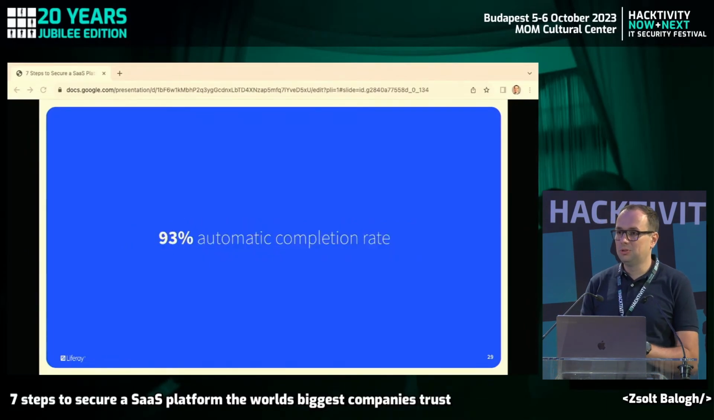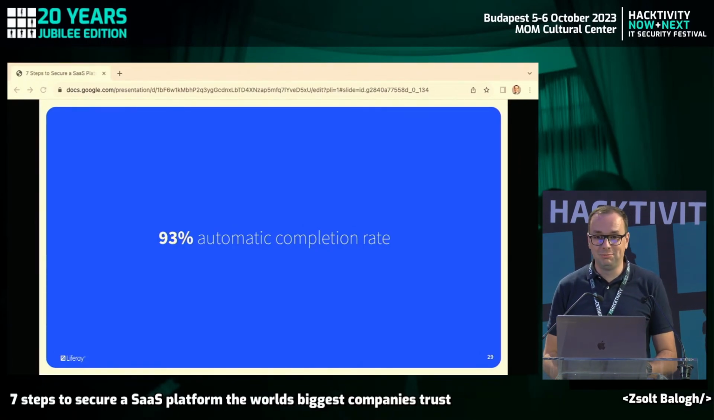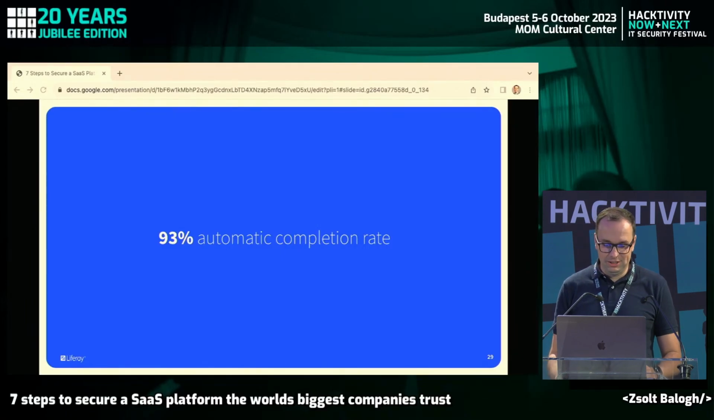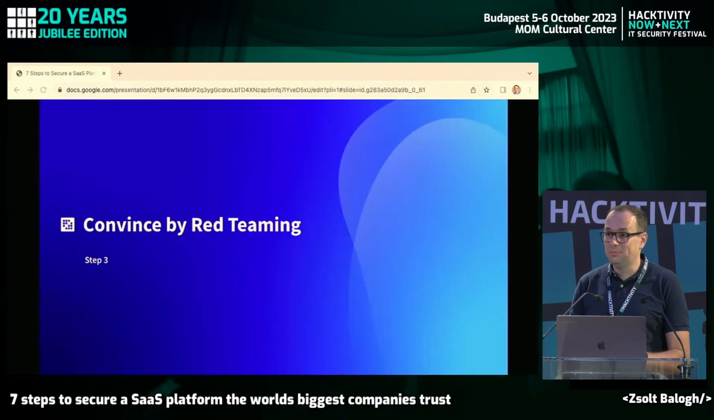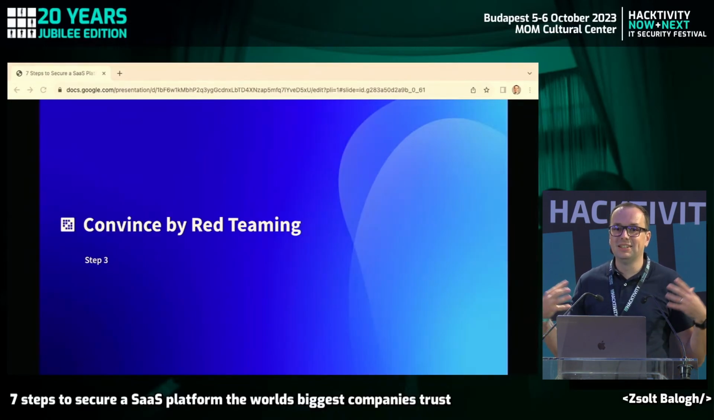93% automatic completion rate. 93% of our company did the security training by just sending them an email and a notification. No warnings, no HR involved. They just finished the training. You can imagine how awesome it is. And then after we sent out the email, I only had to worry about 20 people in the company who haven't finished. So one of the most important things is that I would like to recommend everybody to do red teaming and then share the results with the team, because that will make a huge difference in how people think about security.